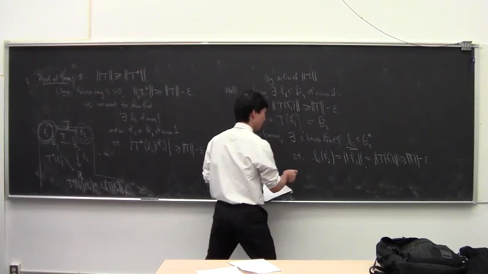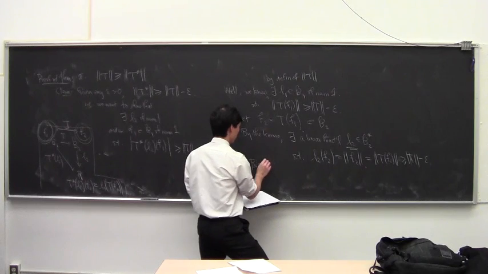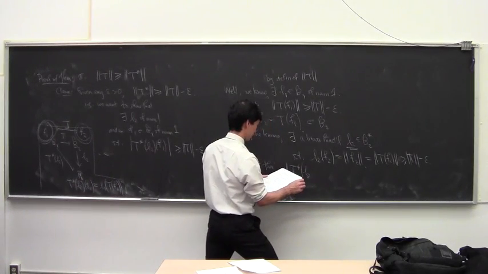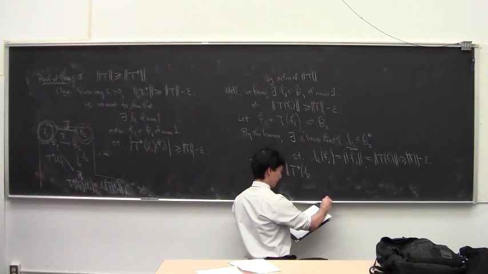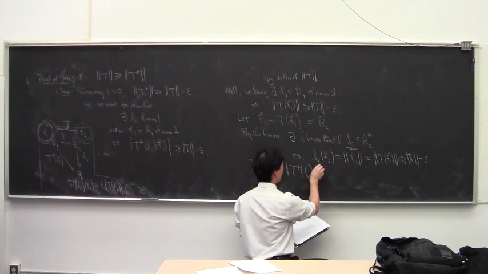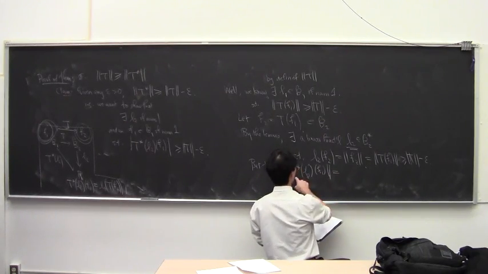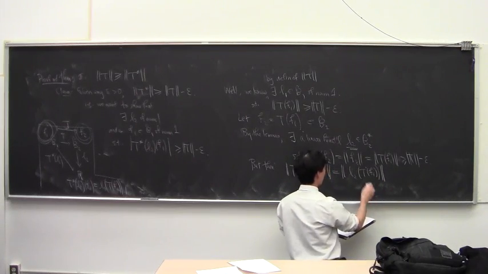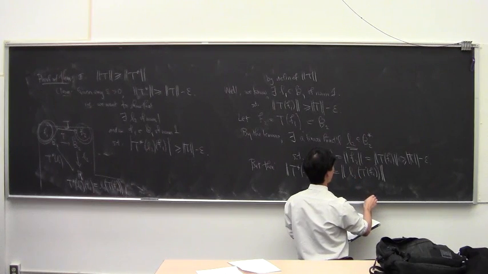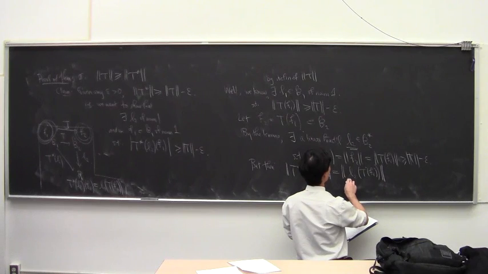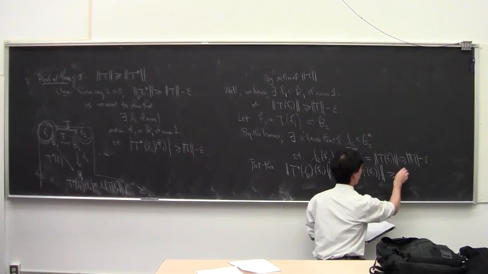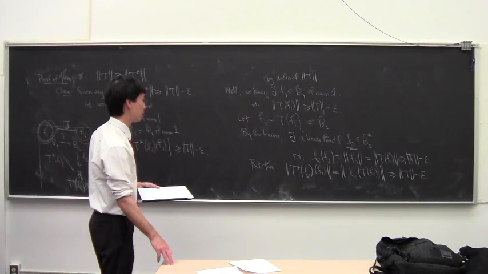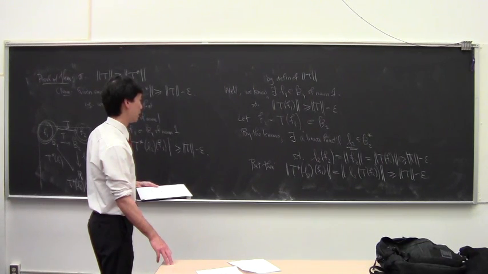Okay. But then T star of L2 at F1 equals, by definition, L2 of T of F1, which is bigger than the norm of T minus epsilon.